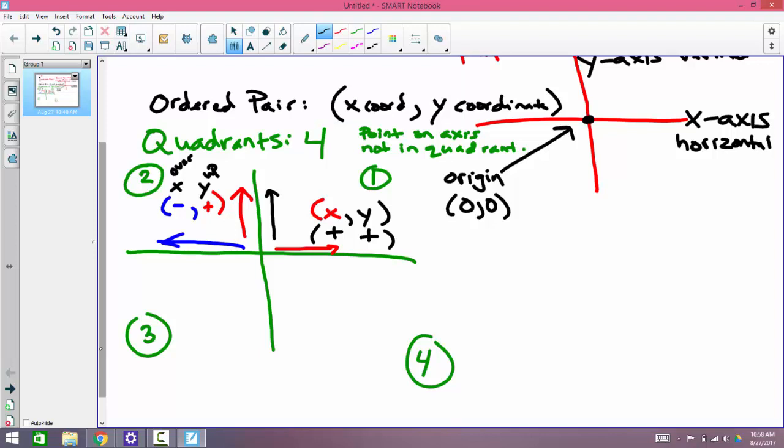In the third quadrant, you have a negative x and a negative y. And in the fourth quadrant, you have a positive x and a negative y.